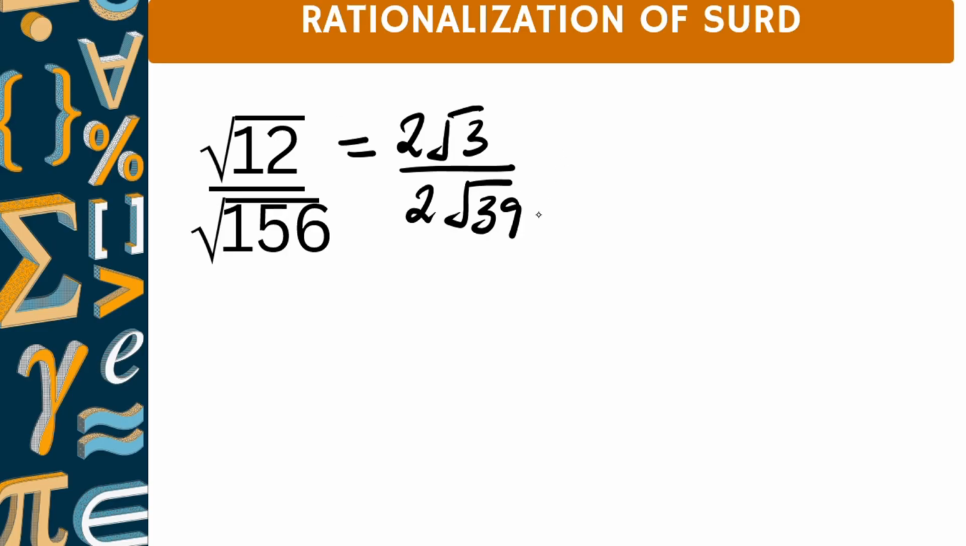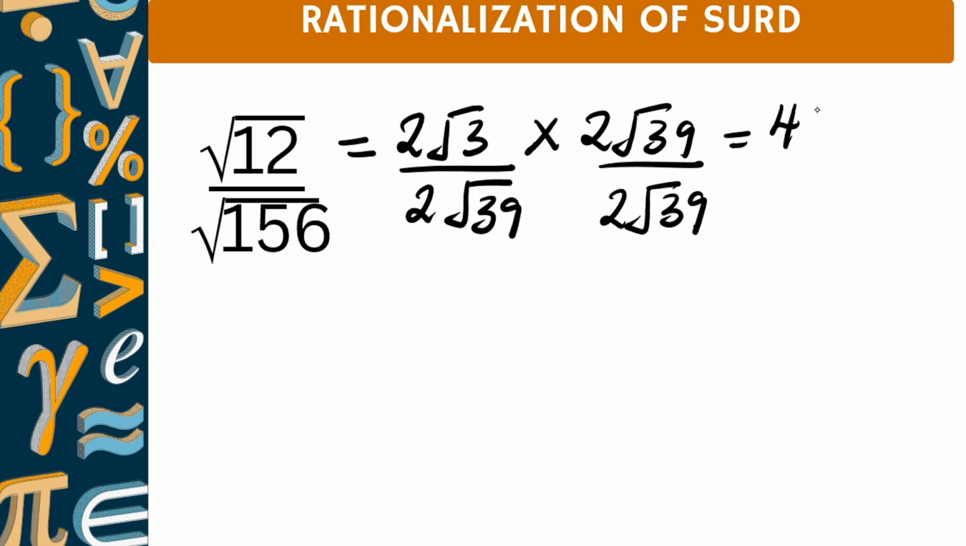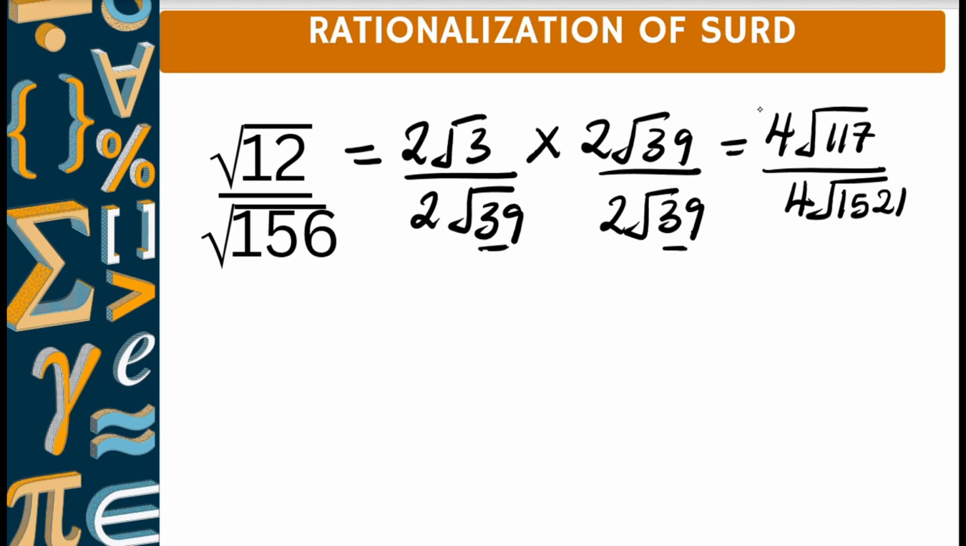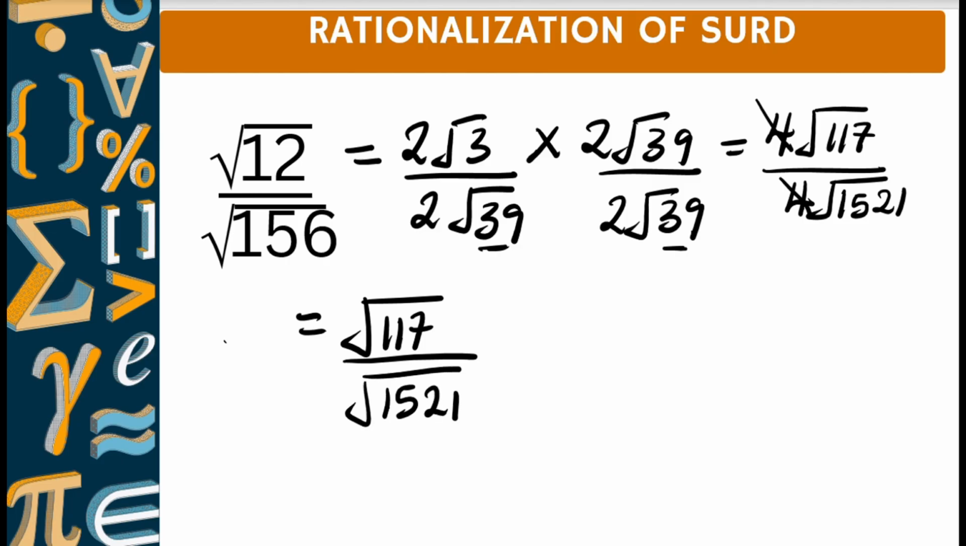Now I have this, the next thing I have to do is to rationalize. I'm going to multiply the numerator with 2 root 39 and the same with the denominator. 4 root 117 all over 4 root 1521. So 4 would cancel 4 and we are left with root 117 over root 1521.